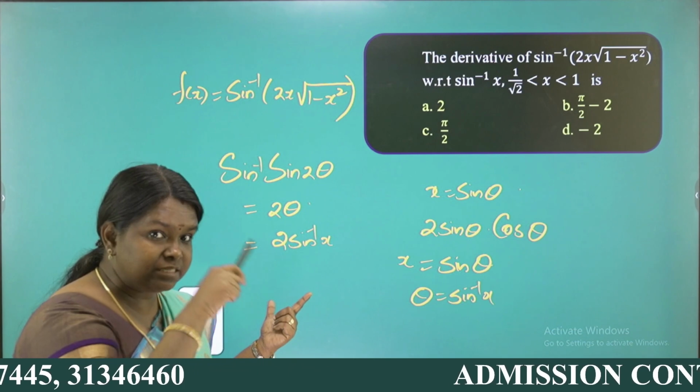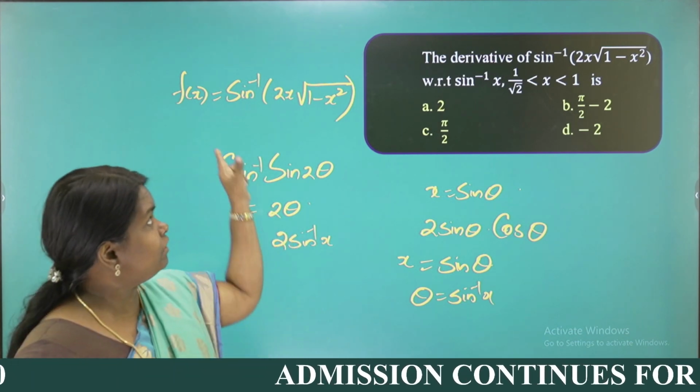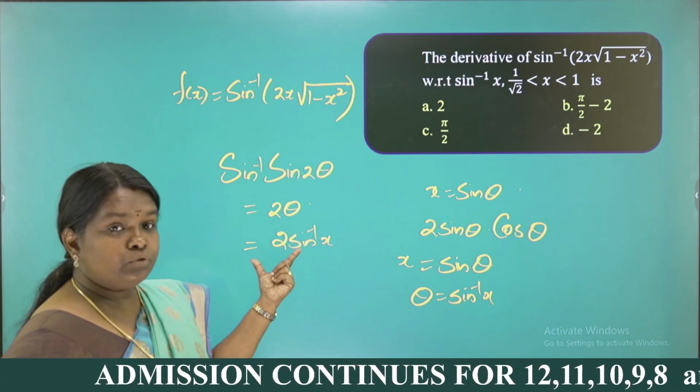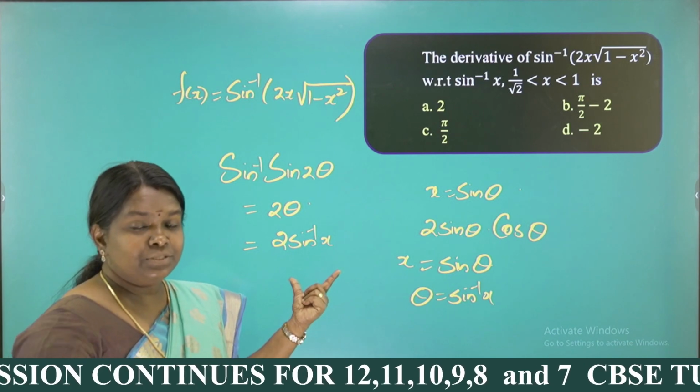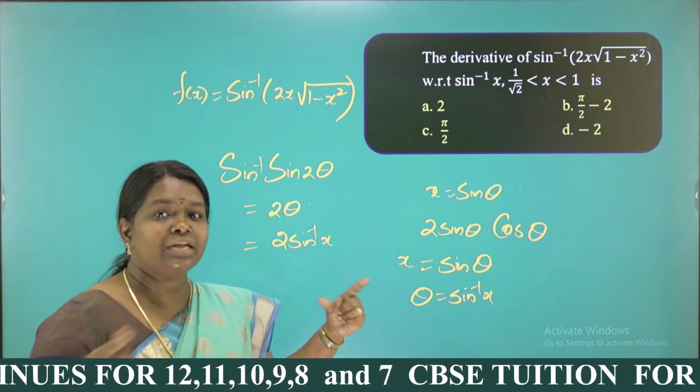Same question, dear. You can expect this in inverse trigonometric functions: simplify this function. Simplifying this function means you have to write it in this format. The same thing is asked here as a derivative. That means all these things are interrelated.